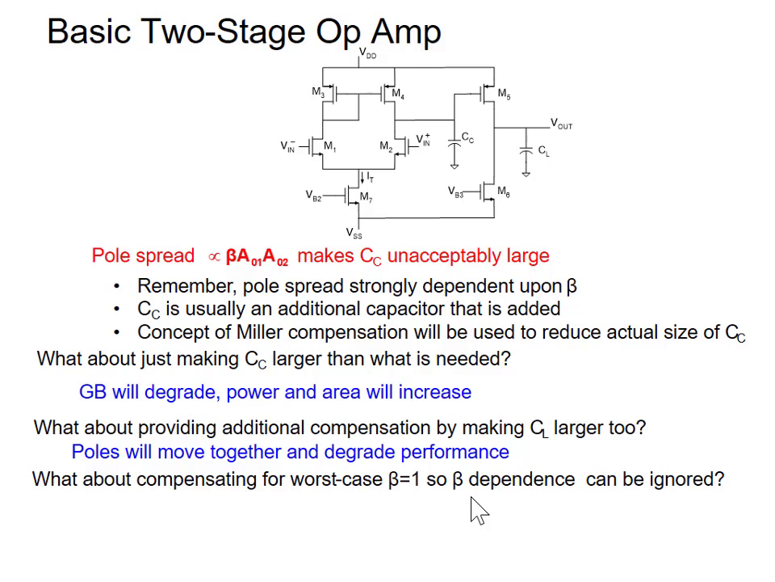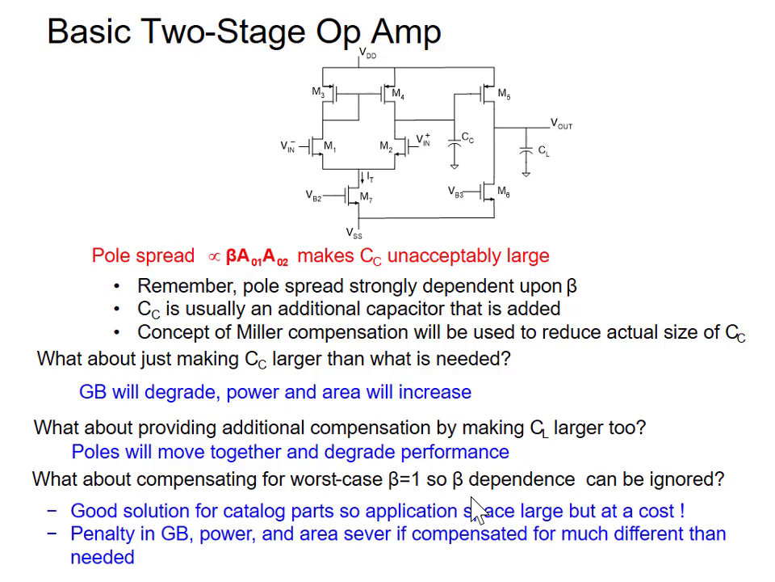Okay. So the bottom line is there's not a good way to get around compensation. Anything you do besides try to put the pole where it's optimal is going to degrade the performance. It is a good solution for catalog parts, but only because the industry is willing to buy op amps that are overcompensated and burn more power than they really need to burn. But there's always a penalty in GB and power and area if you overcompensate the amplifier.